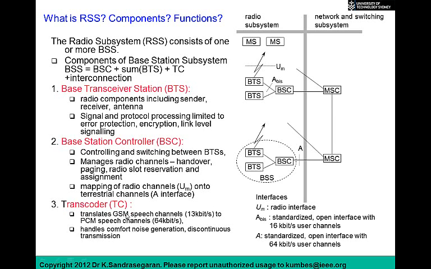Another function that the transcoder performs is comfort noise generation and discontinuous transmission. Basically the idea is that when you're on a mobile phone and you're chatting, when you're not speaking, there's no need for data to be transmitted across the interface. But the issue is the person who's listening might hear blank noises when data is not transmitted. So what we do is we artificially generate noise, and this is referred to as comfort noise generation.